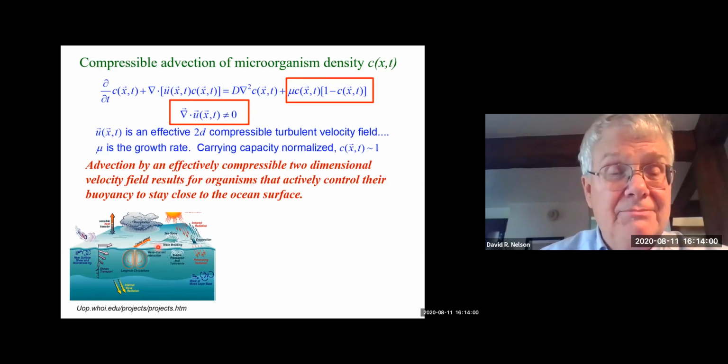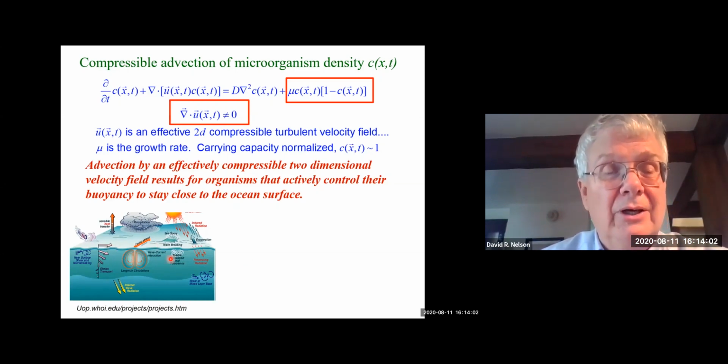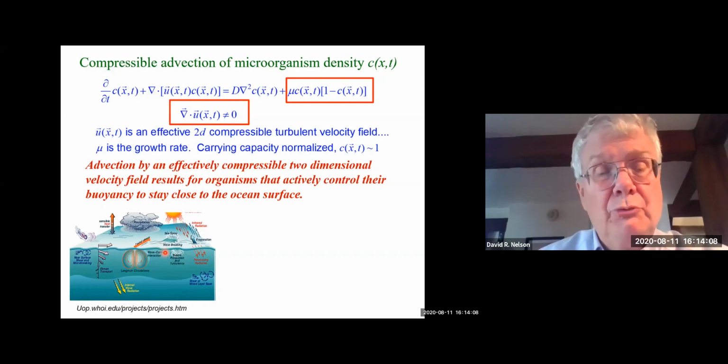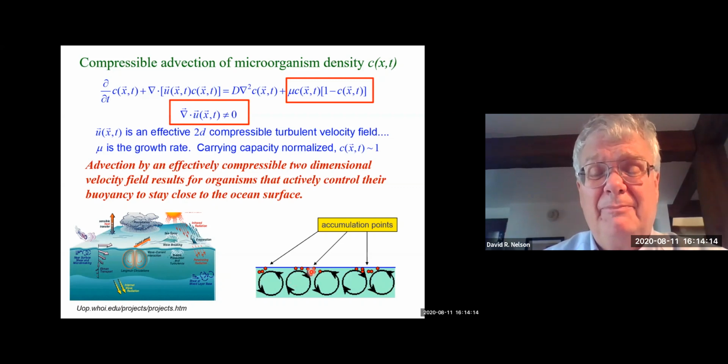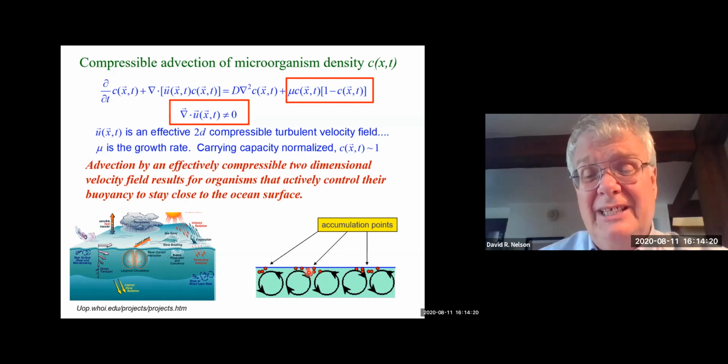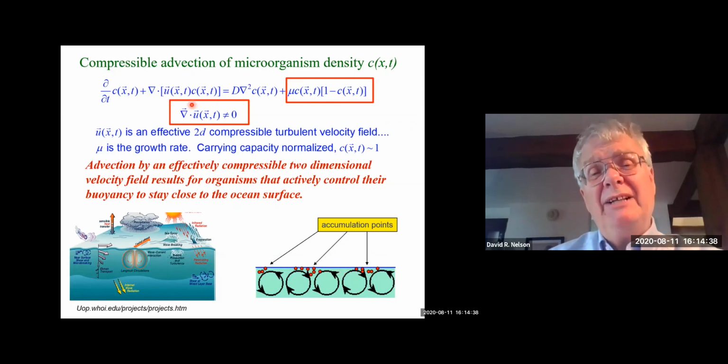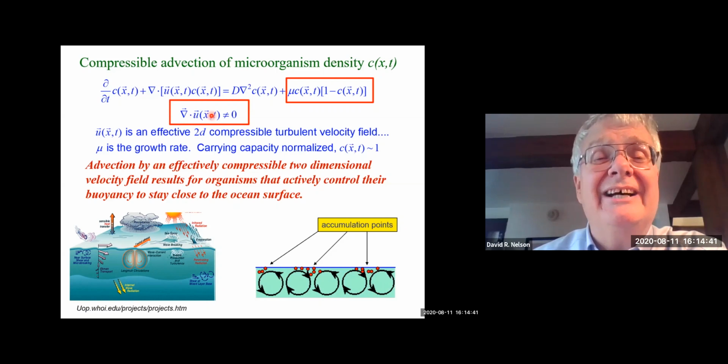This is a cartoon that summarizes many of the complicated processes going on in the ocean. And there can be downwellings. It's a three-dimensional incompressible fluid, typically. But if the organisms control their buoyancy, and most of them do if they're photosynthetic, they will resist these downwellings. And so if the three-dimensional velocity field looks like what I've shown here, what will happen in effect is the organisms will get compressed locally for the downwellings and rarefied where you have upwellings. So effectively, you have a non-zero 2D divergence.